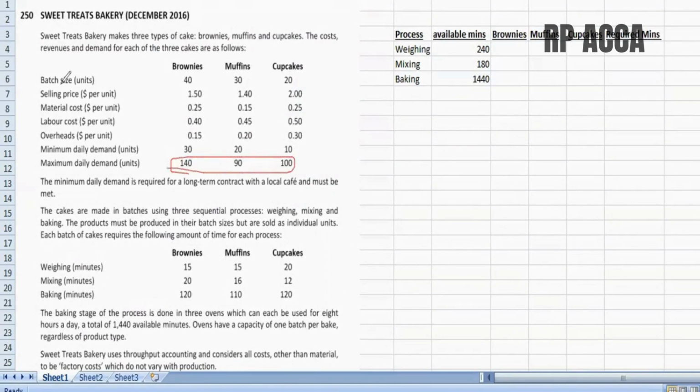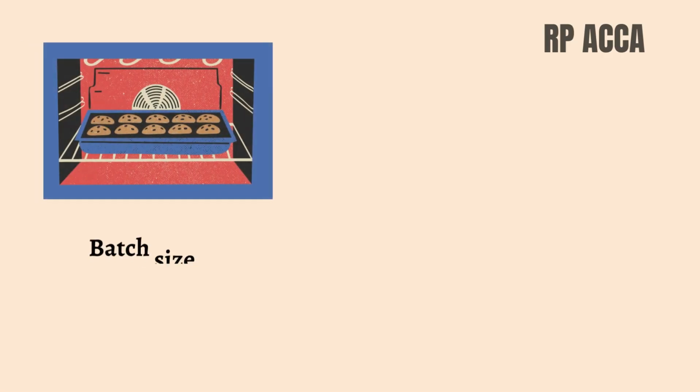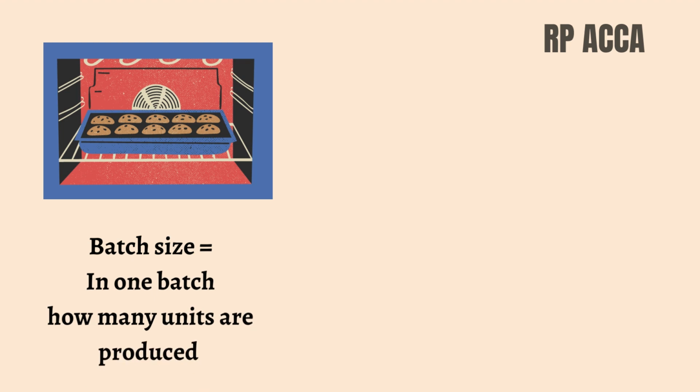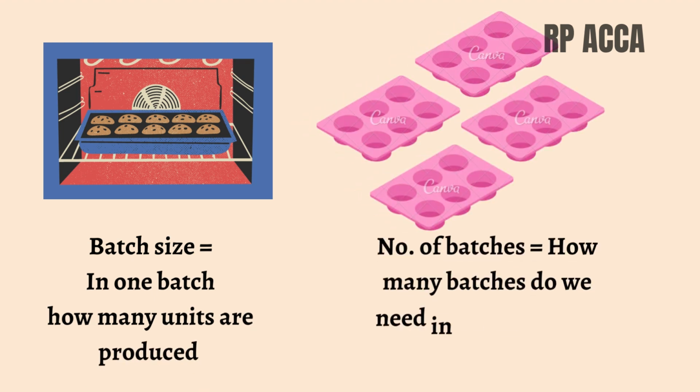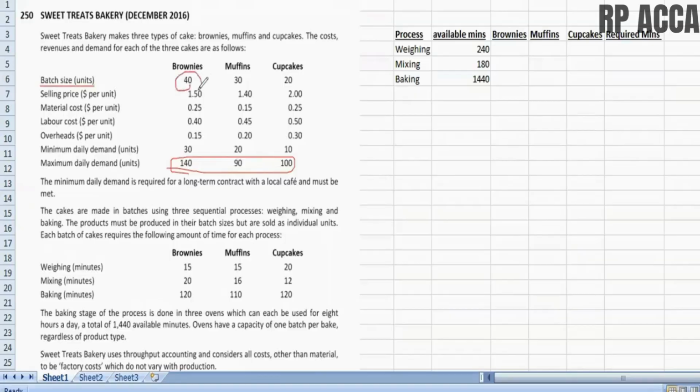Okay, before going further, I want to clarify the difference between batch size and number of batches. Batch size means in 1 batch how many units are produced. Number of batches means how many batches we need in order to meet the demand. So, in this question, when it says 40 brownies, it means in 1 batch 40 brownies can be produced. So this figure is something that we need to find out. Divide the maximum demand by the batch size. That will tell us how many batches are needed to fulfill the demand.